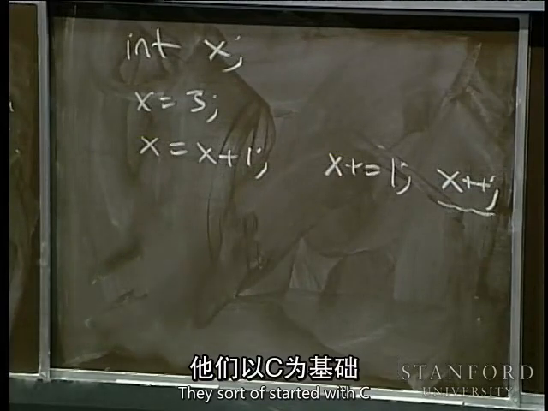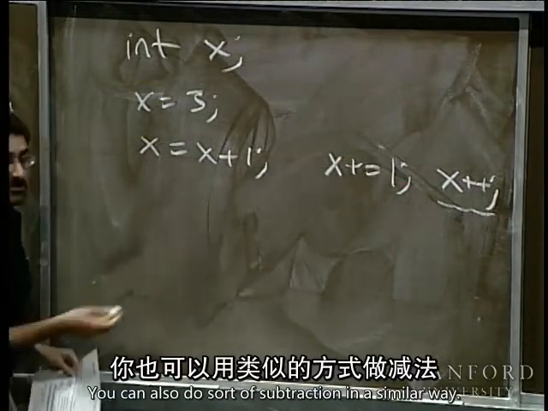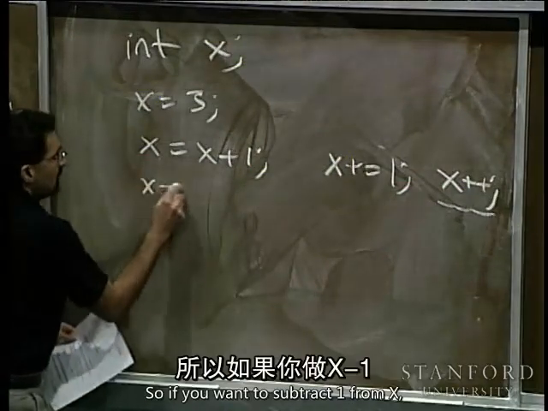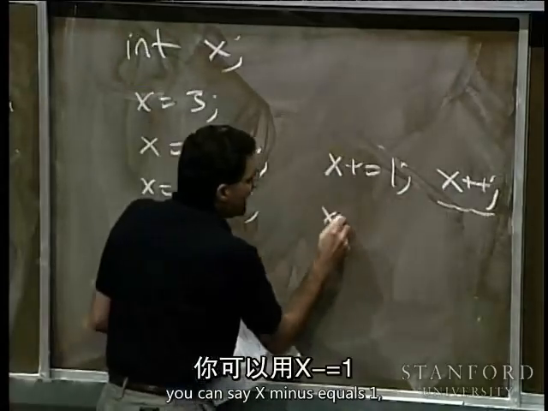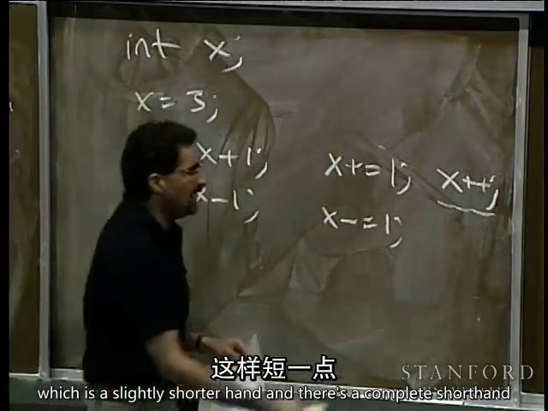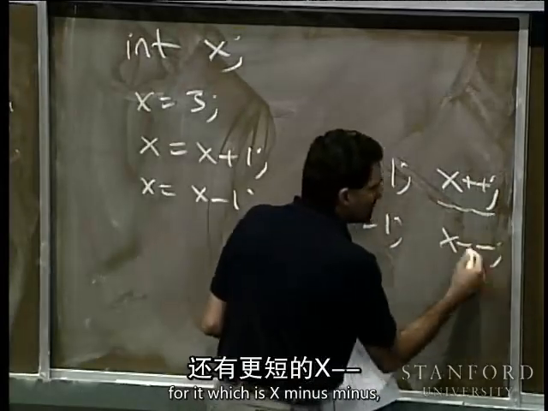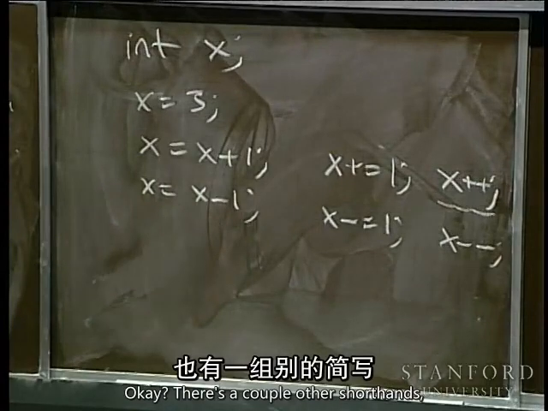They sort of started with C and they just made it a little bit better by doing a plus plus. Okay? You can also do subtraction in a similar way. So if you want to subtract 1 from x, that's the longhand form of doing it. You can say x minus equals 1, which is slightly shorter, and there is a complete shorthand for it, which is x minus minus, which means subtract 1 from x and store it back in x. Okay?